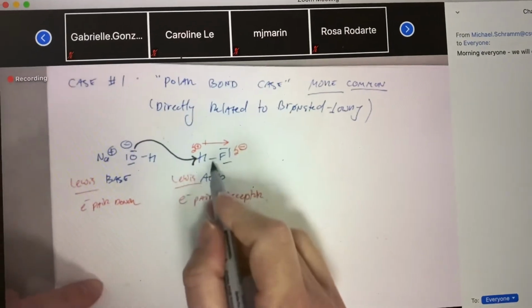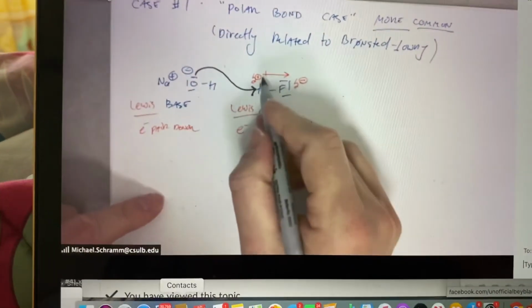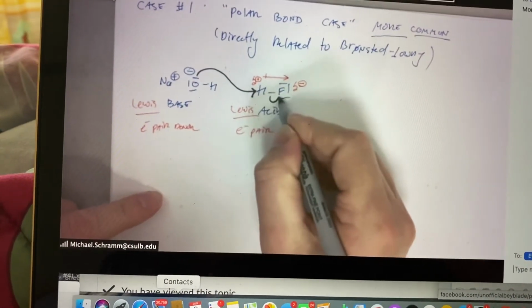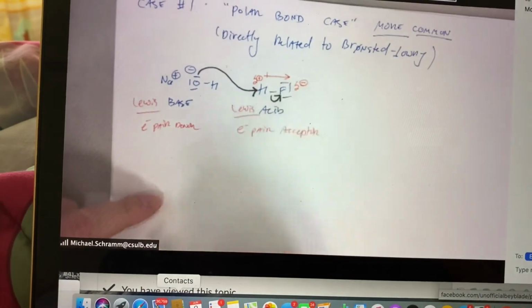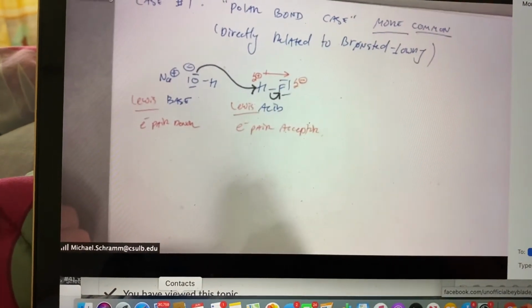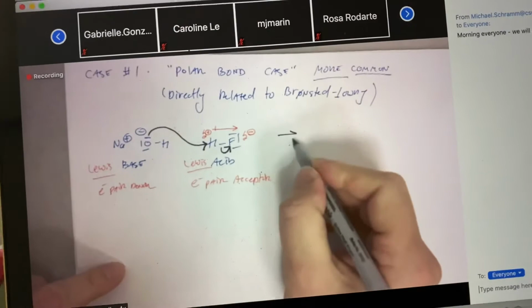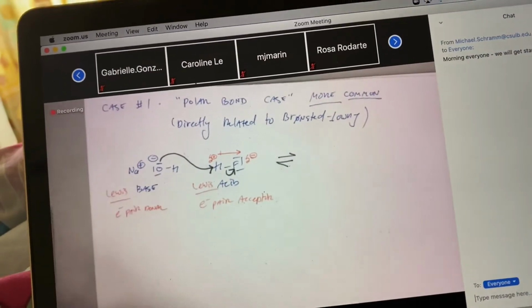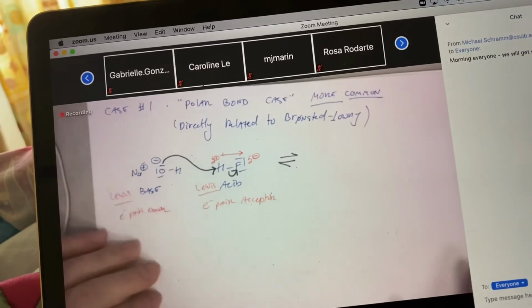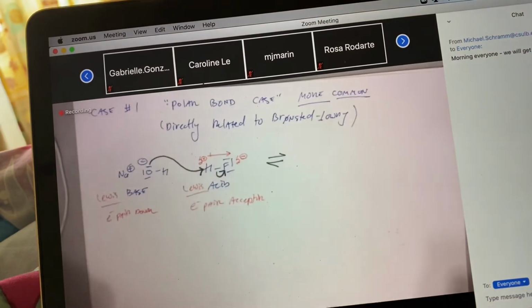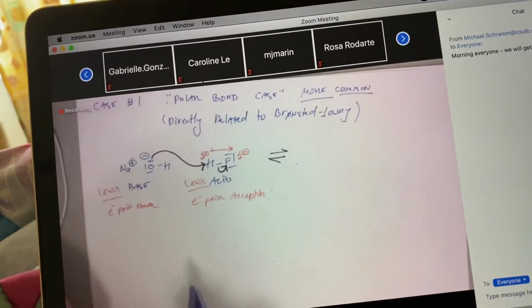Which direction should this bond go? This bond is going to follow the dipole vector. It's going to go towards the more electronegative atom in the bunch. This is an equilibrium process. We'll talk about that later. It's not the most important part. But now is a chance again to correctly draw the products of this reaction.